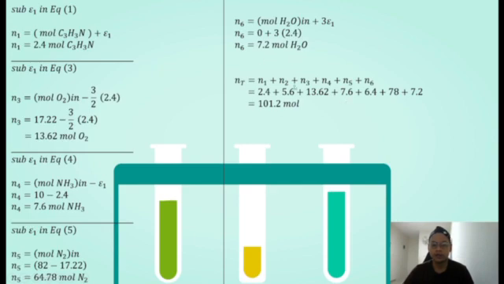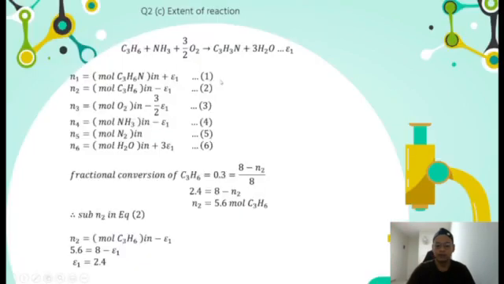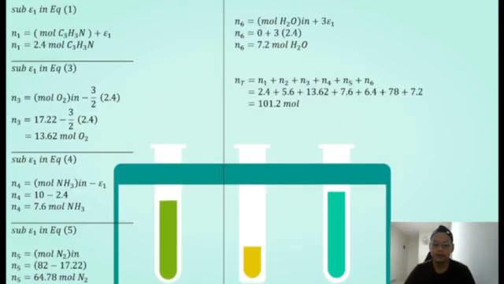So for the N total, we need to add all the N1 till N6 that we got in the equations, which is N1 is 2.4 plus N2 5.6 plus N3 13.62 plus N4 7.6 plus N5 64.78 plus N6 7.2. So the answer for N total is 101.2 mol.